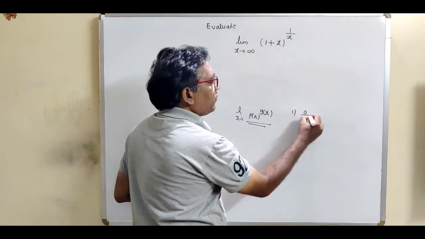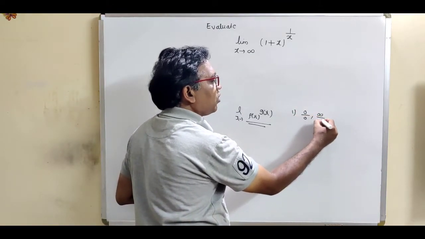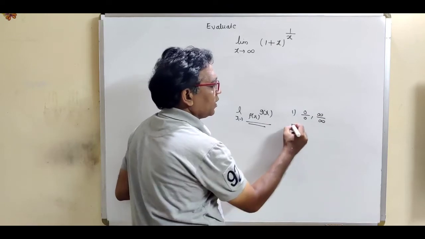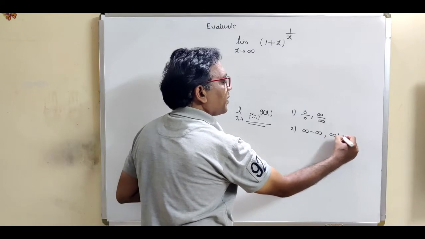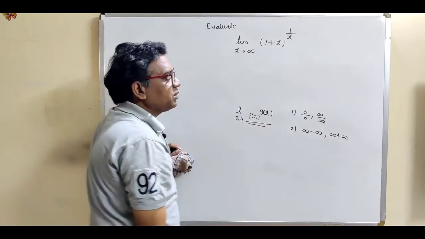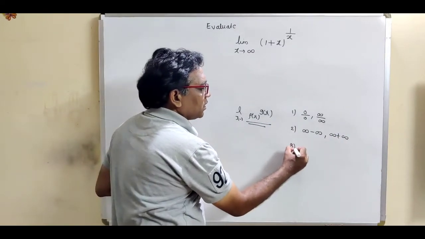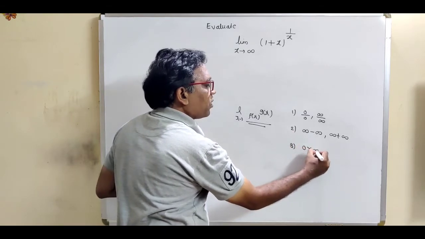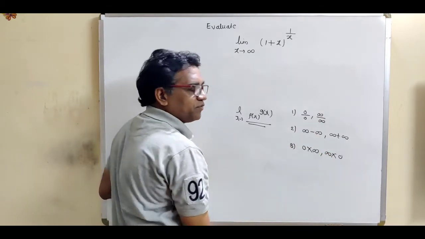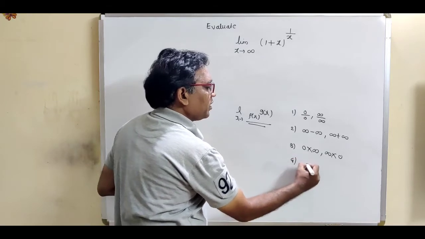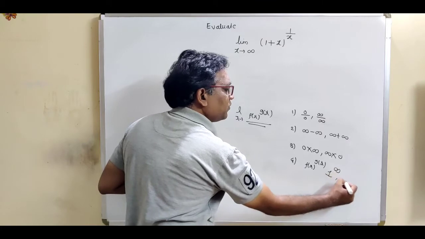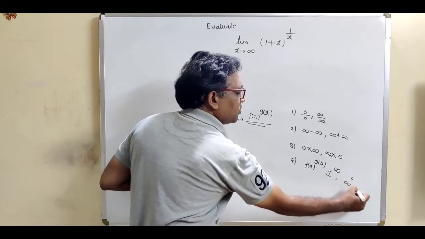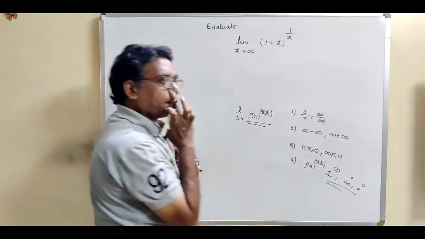The first type of indeterminate form is 0 by 0 or infinity upon infinity. The second type contains addition or subtraction, infinity plus infinity or infinity minus infinity. The third type is the product form, infinity times 0 or 0 times infinity. And the fourth type is a function raised to another function: 1 raised to infinity, infinity raised to 0, or 0 raised to 0. So these are the four types of indeterminate form.